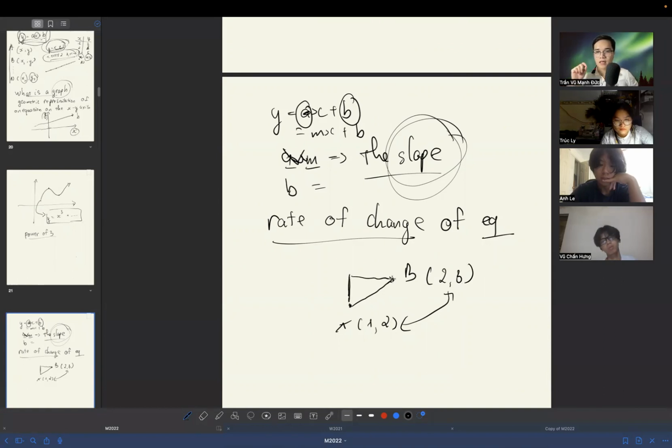You can see that B has the y-axis shifted up 1 unit from A, and the x-axis shifted to the right 1 unit from A. So you can see that if you move up 1 and you move to the right 1 unit, you get B. This is the rate of change. This is how you would change between 2 points on a line or an equation or a graph.